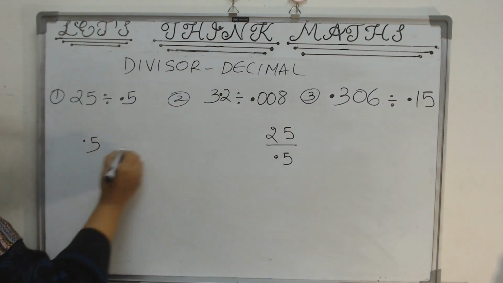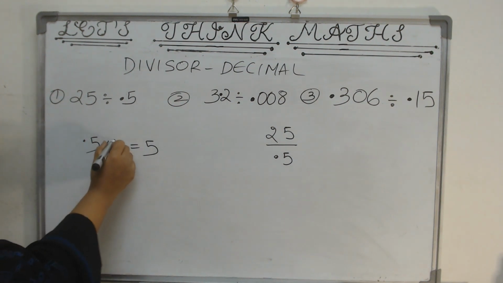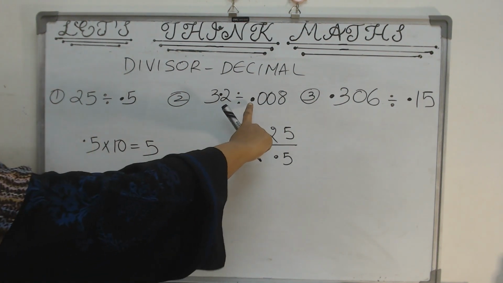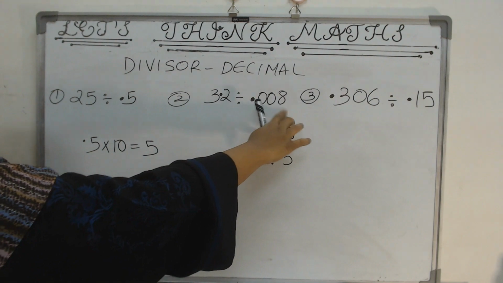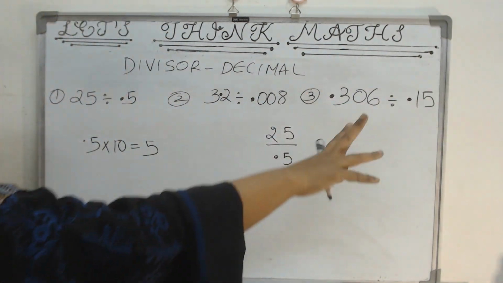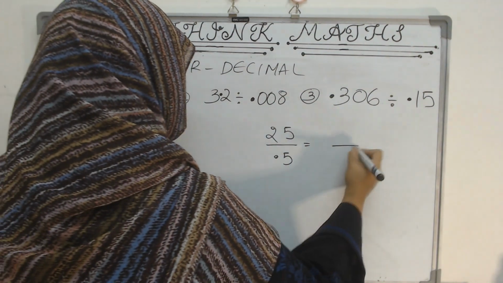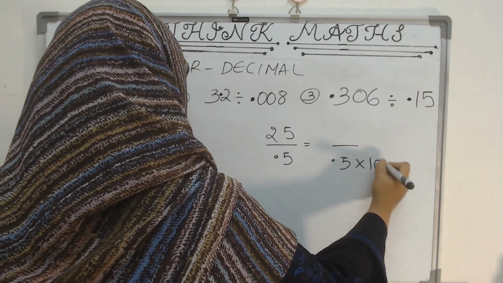How do you make 5 into a whole number? We have already studied that. I will give the link below. All you have to do is multiply it with 10 because there is only one digit here. How do you make 0.008 into a whole number? Multiply it with 1000. 3 digits, so multiply it with 1000. Here, multiply it with 100. There are 2 digits in the decimal place. So, all you have to do is multiply the denominator with 10.